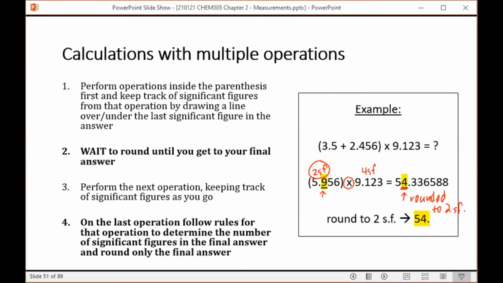So you round 54.336588, etc. on your calculator to 2 sig figs. And so for this problem, the final answer is 54.